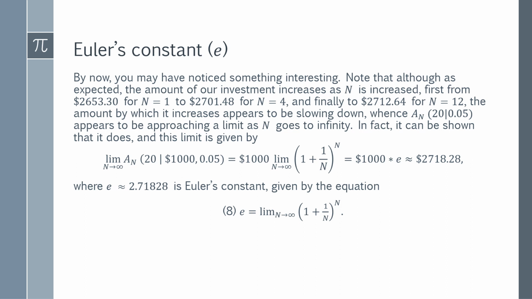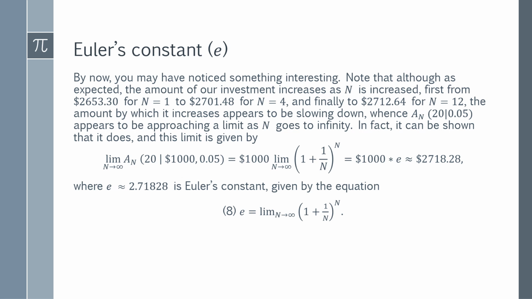By now, you may have noticed something interesting. Note that although, as expected, the amount of our investment increases as n is increased, from $2,653.30 for n equals 1 to $2,701.48 for n equals 4, and finally $2,712.64 for n equals 12, the amount by which it increases appears to be slowing down. A sub n of 20 appears to be approaching a limit as n goes to infinity. In fact, it can be shown that it does.